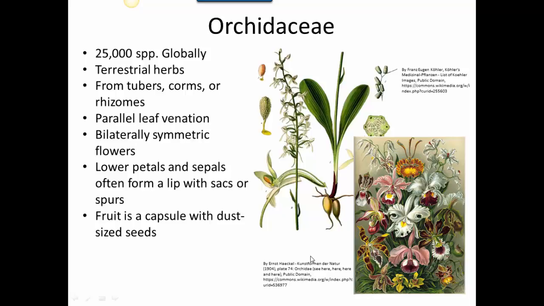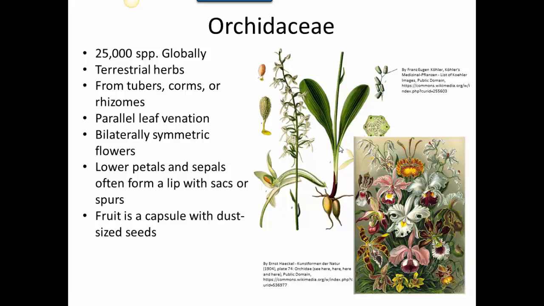Their stems are often underground, as you can see here in this picture. So they often have underground stems like tubers or corms or rhizomes. And then the roots and the leaves are arising out of those stems. As you can see here, the leaves have parallel venation.